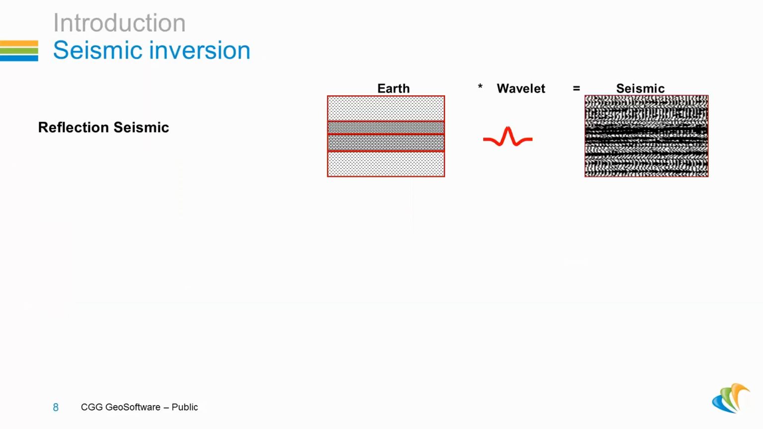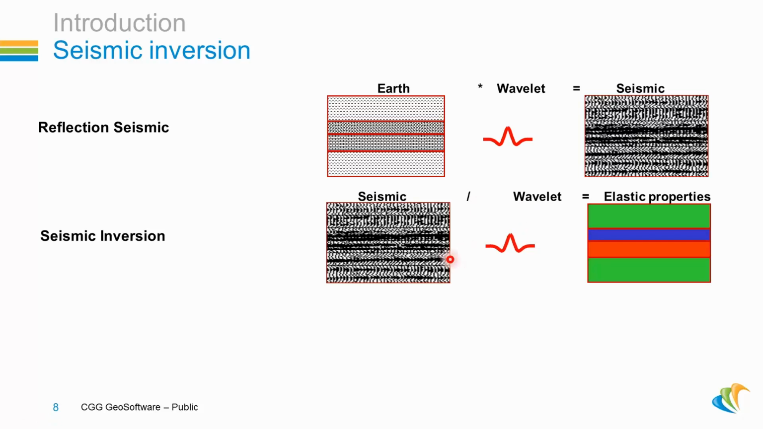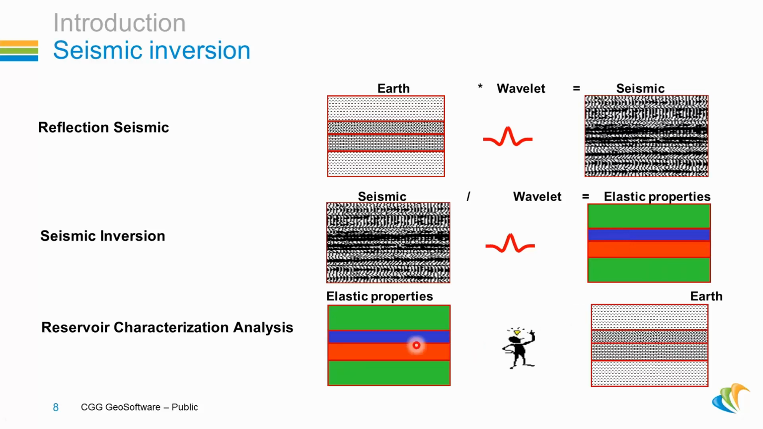If you look at this cartoon, we have the earth. We send a wavelet inside the earth, and it reflects back, and we get the seismic data, process it, and finally we get the seismic. If we remove this wavelet from the seismic data, we can get some elastic properties. Using those elastic properties, we can relate them to earth properties, which could be porosity, lithology, fluids, etc.